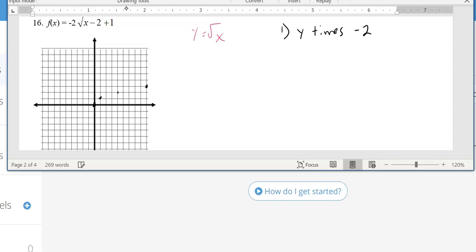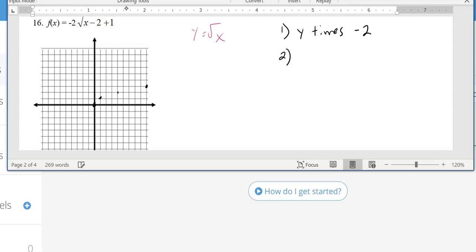For each of these points, the y coordinate only needs to be multiplied by -2. Okay, so let's start here. The y coordinate of this point is 0. 0 times -2 is still 0. All right, so far, multiplying by -2 on this point did not change anything. So I'm going to multiply y times -2.